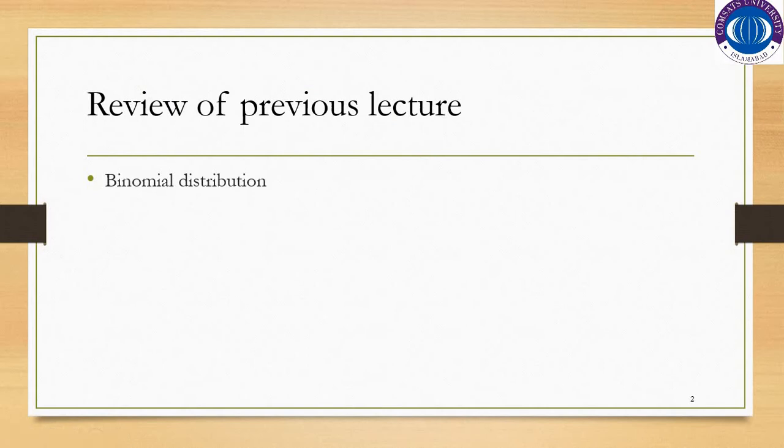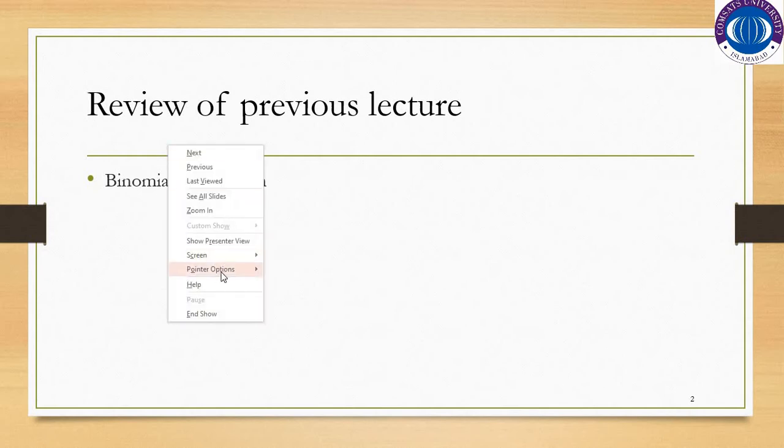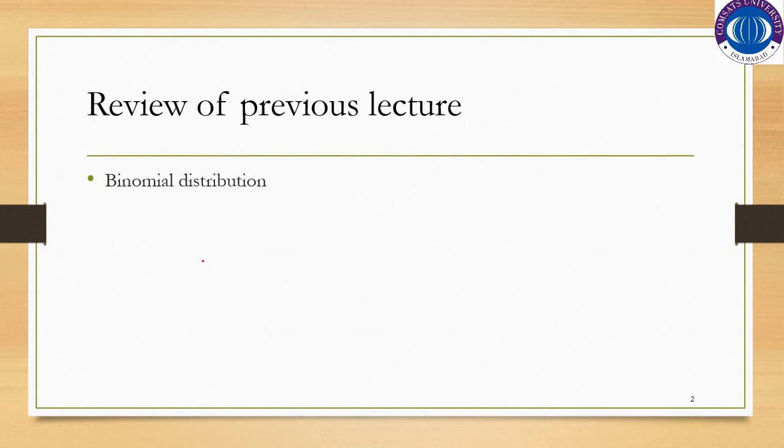In the previous lecture, we have studied binomial distribution. Binomial distribution is an extension of the binary trial. We have two parameters in binomial distribution, which are n and p, the probability of success. Binomial distribution has certain properties. Property number one was each outcome is classified into two categories, success and failure.